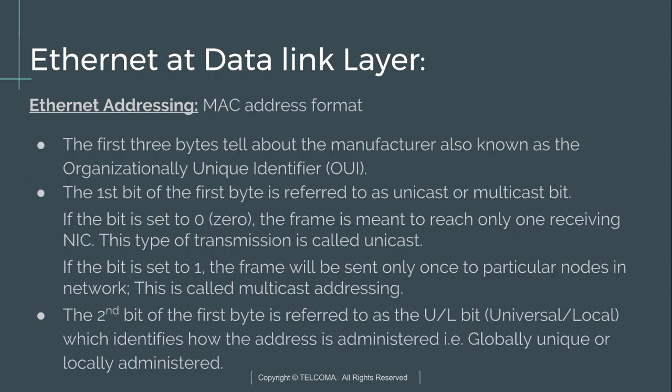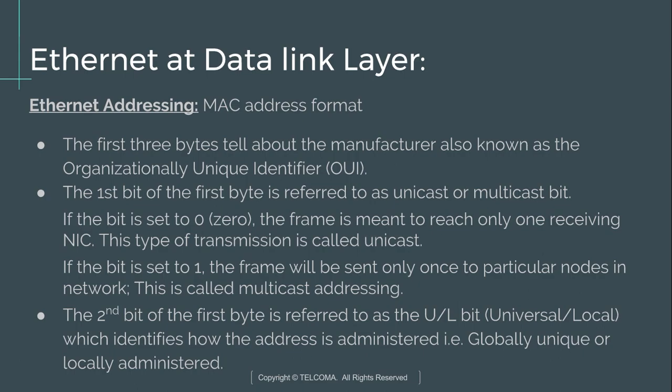Next is the MAC address format. The first 3 bytes tell about the manufacturer, also known as OUI bits. The first bit of the first byte is referred to as the unicast or multicast bit. If the bit is set to 0, it means the frame is meant to reach only one receiving NIC card or only one device. This type of transmission is called unicast. And if the bit is set to 1, the frame will be sent to a particular group of nodes in the network. This is called multicast addressing.